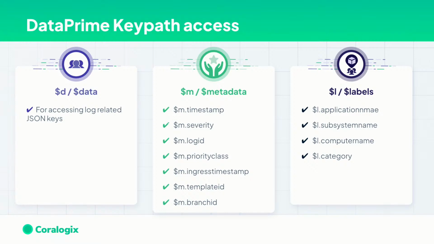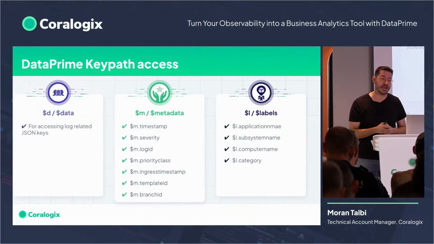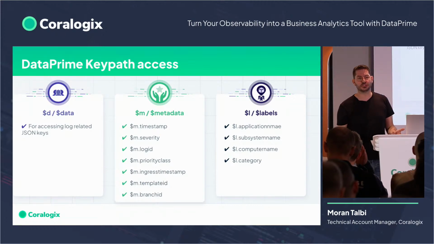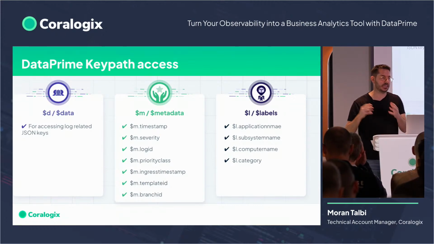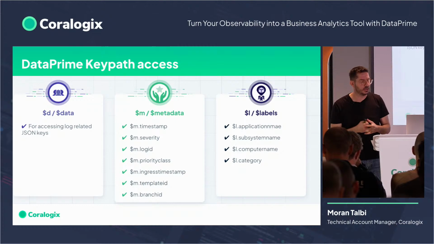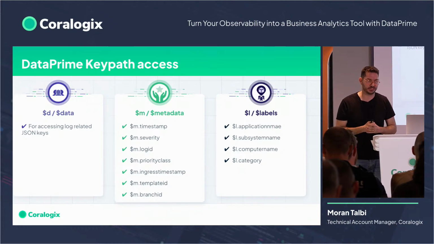$L for labels. We have several labels available in CoreLogics. The top two are the most common ones, which I'm pretty certain that you guys are familiar with. The application name and the subsystem name can be accessed with the $L, and they're usually used as placeholders for the environment or the service or a subservice.